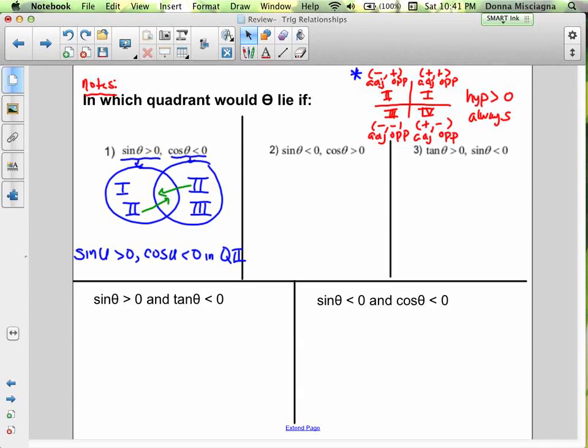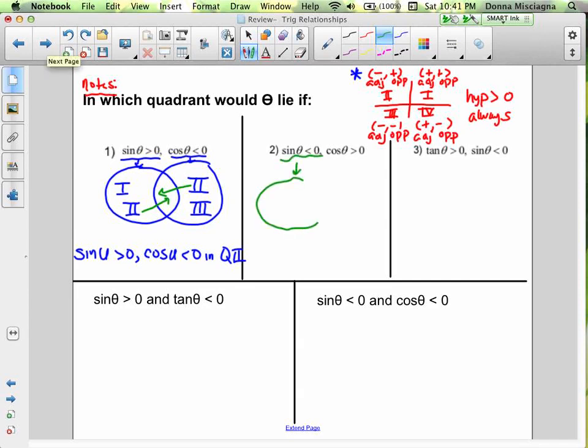All right, so sine theta is greater than 0. Where is sine theta greater than 0? Isn't that a lovely circle? That's where my glitch is. Excuse me, where is sine theta less than 0? I think I may have said greater. I'm not 100% sure, but sine theta less than 0.